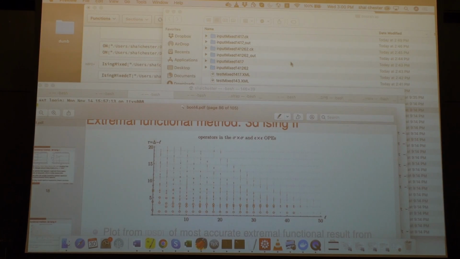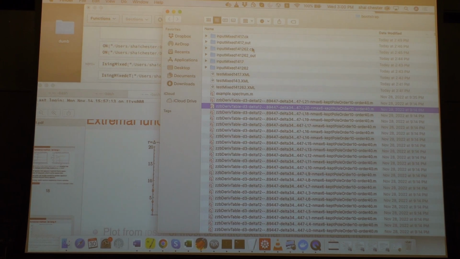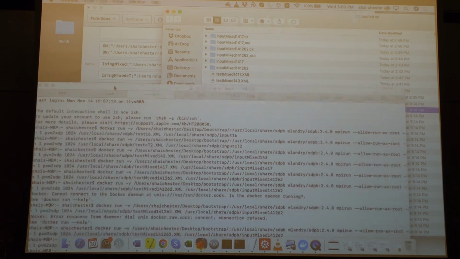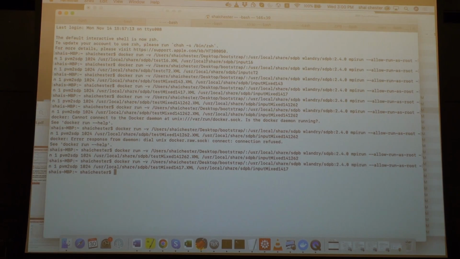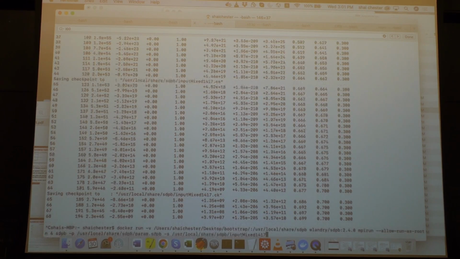But the idea is that you have these checkpoint files which are given out by STPP, these .ck files. I'll just give a couple details, although I won't actually run it. The idea is that you run STPP, and there's an option to use a checkpoint file to initiate it. Here, this is an example.